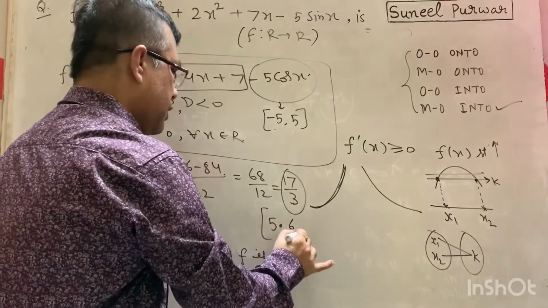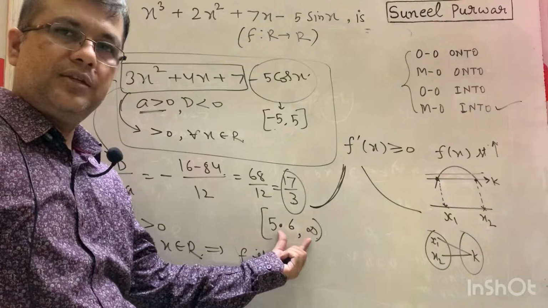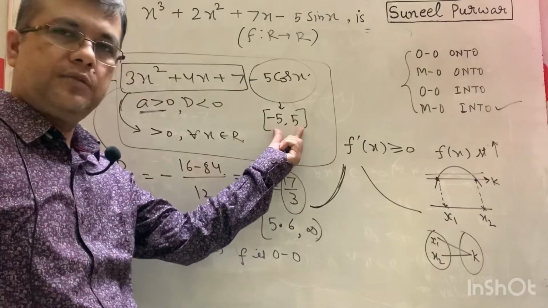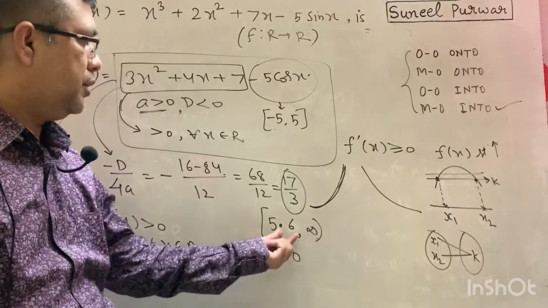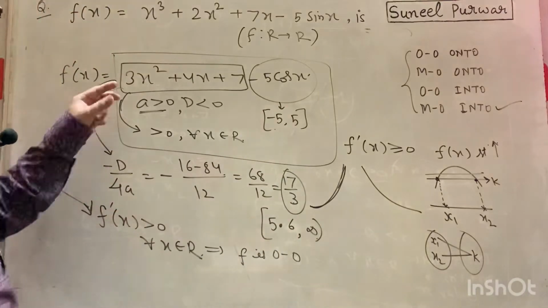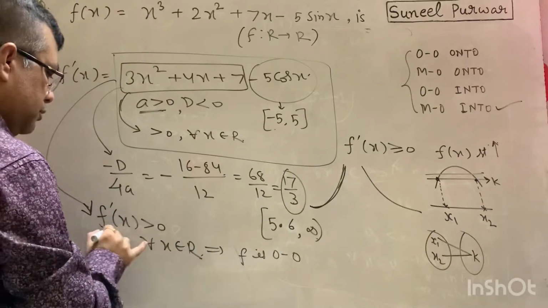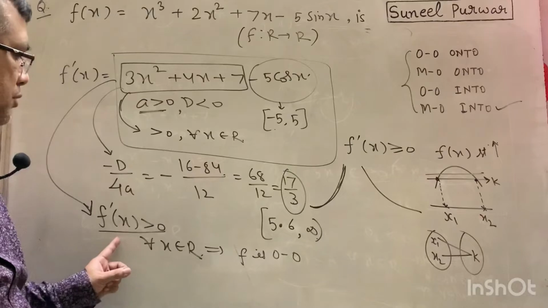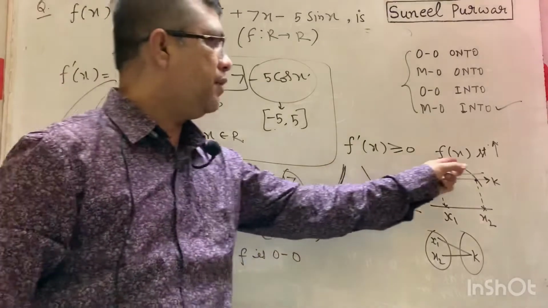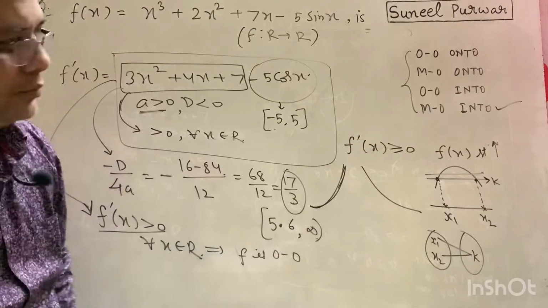In fact, this value is 5.6 to infinite. So a number ranging from 5.6 to infinite and another number from minus 5 to 5 are always going to produce a positive number only. Okay, so that's why I wrote that the value of this whole thing is always positive. That is, for all x it is positive. That means your f x is strictly increasing, and when your f x is strictly increasing, your function will be one-one.